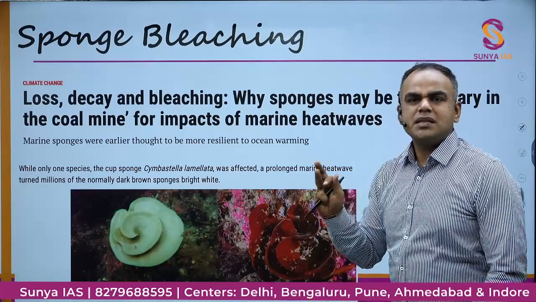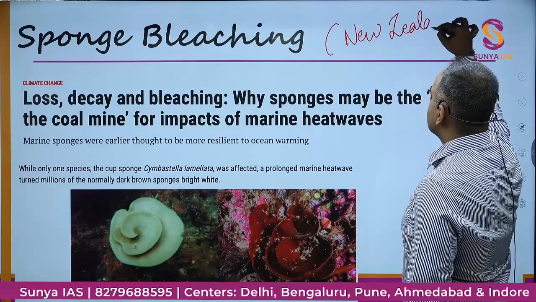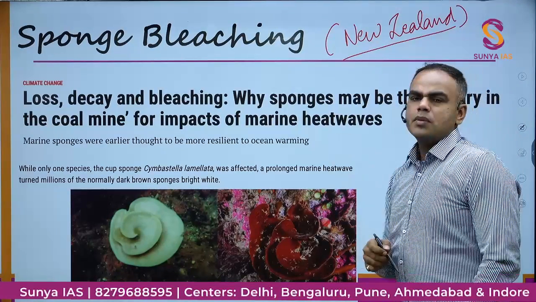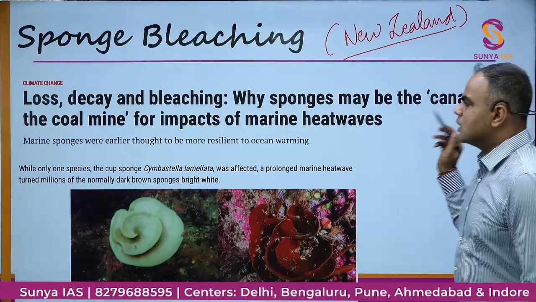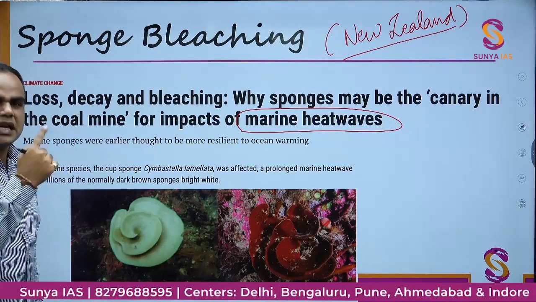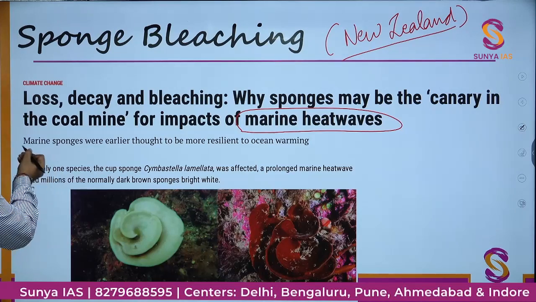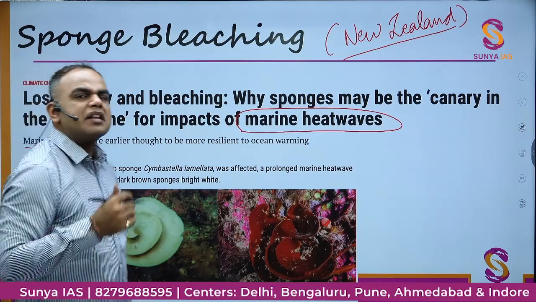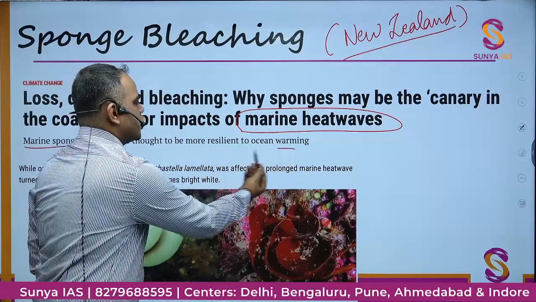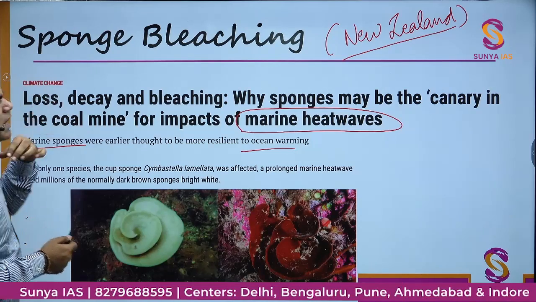Now, linked with this, there was also something in the news which is sponge bleaching. This basically happened in New Zealand, which has a lot of these sponges. The loss and decay of these sponges was spoken about as a consequence of increasing marine heat waves, which is why I also covered marine heat waves earlier. Initially, marine sponges were thought to be very resilient to ocean warming. But now we have seen that a lot of them have changed color, and this bleaching has occurred.